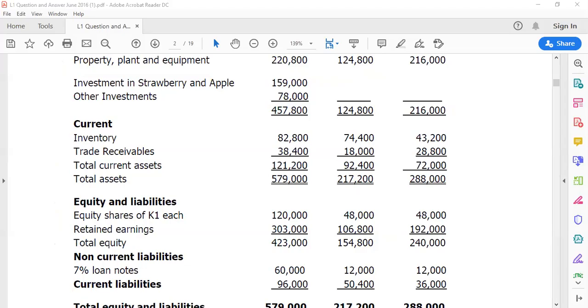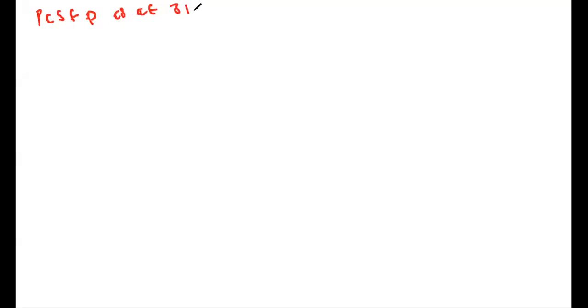It is always important to know how to get free marks before you read notes. It saves a lot of time. So in the exam, please write something like this. You say P, consolidated statement of financial position as at 31st March 2015.